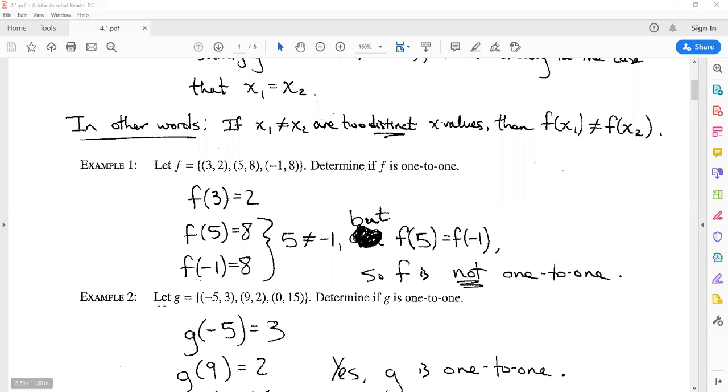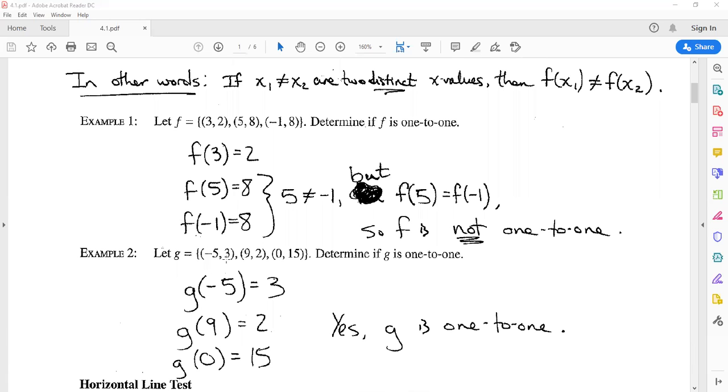This guy g is the function, it's again just a set of 3 ordered pairs. So all we know is g of minus 5 is 3, g of 9 is 2, and g of 0 is 15. And from there I see 3 distinct x values and 3 distinct y values. So for this one we can say, yes, g is one-to-one.